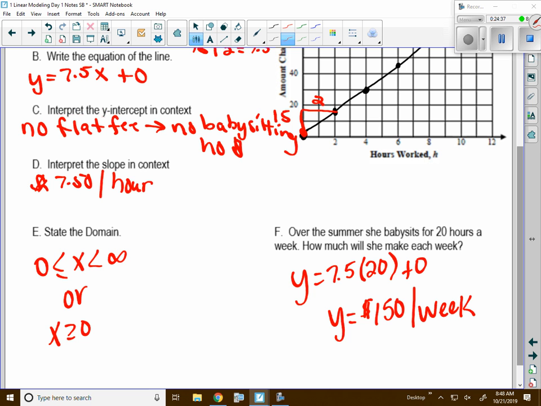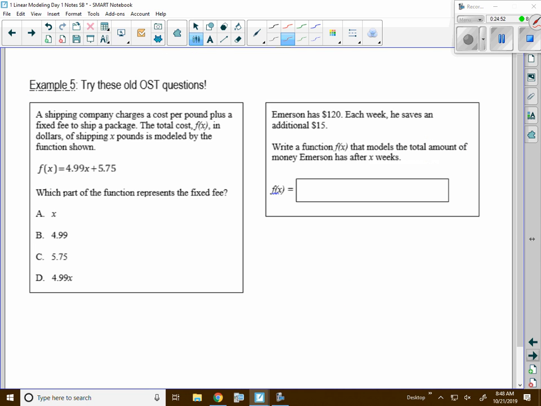Is that a lot? Does anybody know what minimum wage is? Okay, so babysitting, she's actually charging less than minimum wage. So I don't think it's that great of a person. She needs to up her wages.